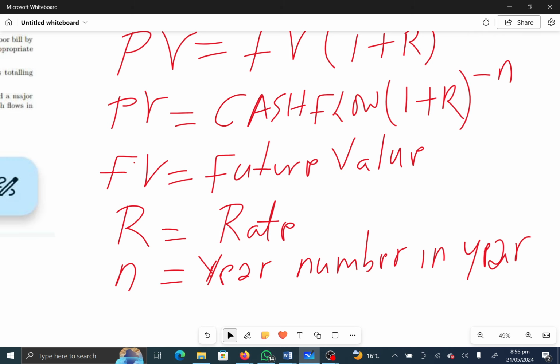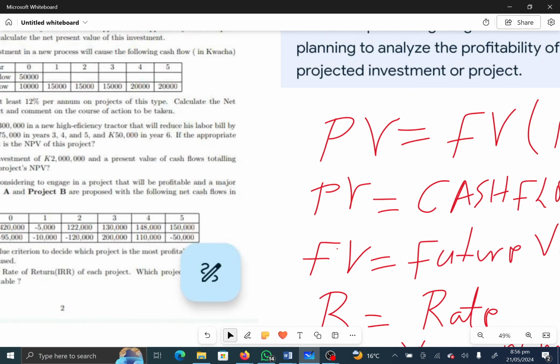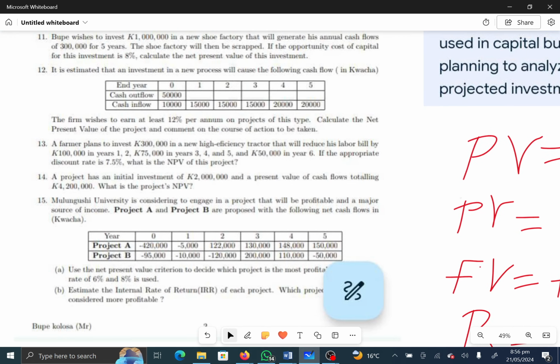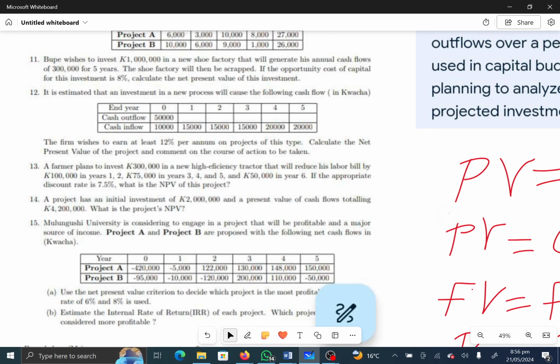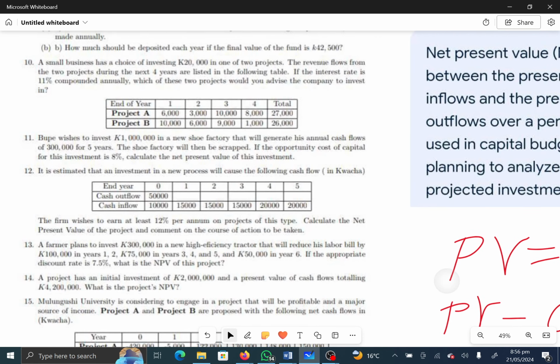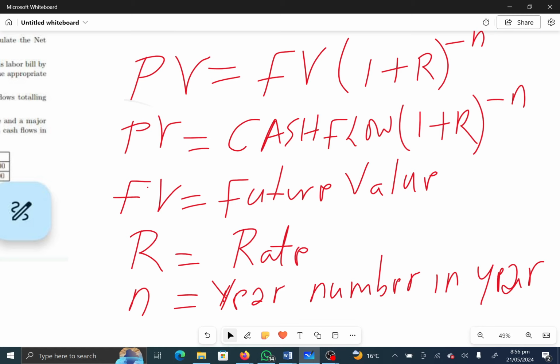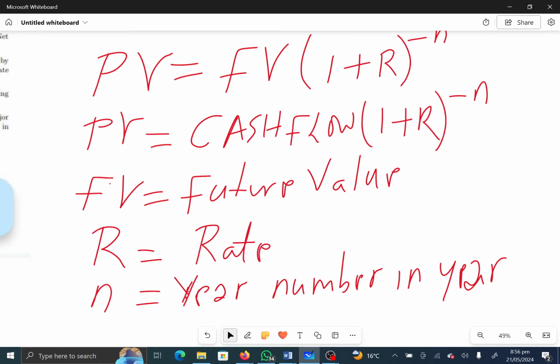So let's look at this example. We are looking at question number 10. Sir, we can't copy what you're writing. What we're writing. So, yes. Thank you.